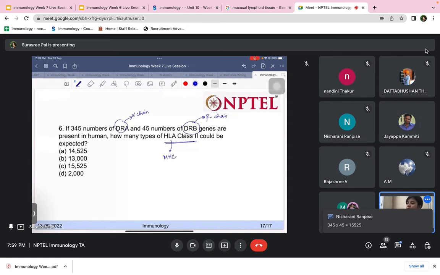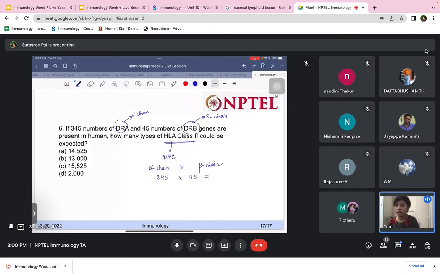Yes, exactly. Correct answer. So these are the several exons, the several genes which are present for MHC class 2, and of course you can understand that any combination, any permutation of them will be able to produce the MHC class 2 molecule. So this is the alpha chain and this is the beta chain. If you multiply them, 345 into 45, this will give you the total number of possible combinations, which is 15525. Hence the answer is C, right?